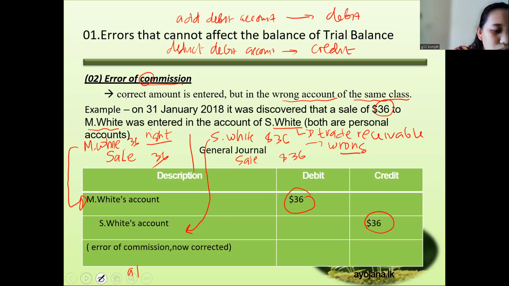Okay, that will be for error of commission. The other thing we can identify is that they just put a different name, either on the trade receivables or the supplier's account. Sometimes we call them trade payables.